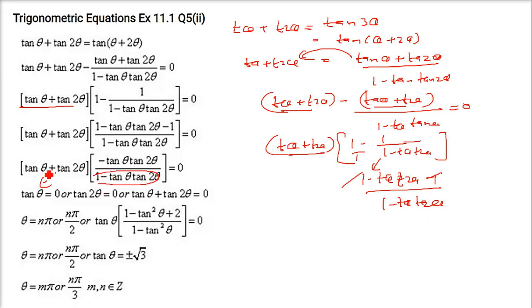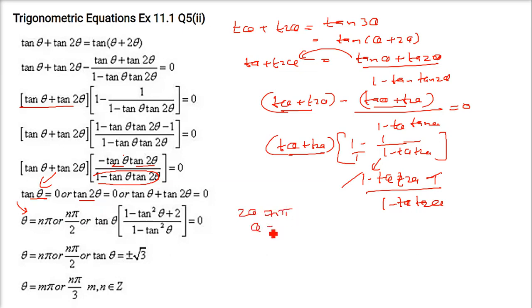Okay, so tan theta plus tan 2 theta, either this is 0 or this one is 0. Tan theta is 0 or tan 2 theta is 0. So tan theta is 0, tan 2 theta is 0, or tan theta plus tan 2 theta is 0. These are the three cases. So tan theta is 0 is simply theta equal to n pi. Tan 2 theta equal to 0 means 2 theta will be equal to n pi.